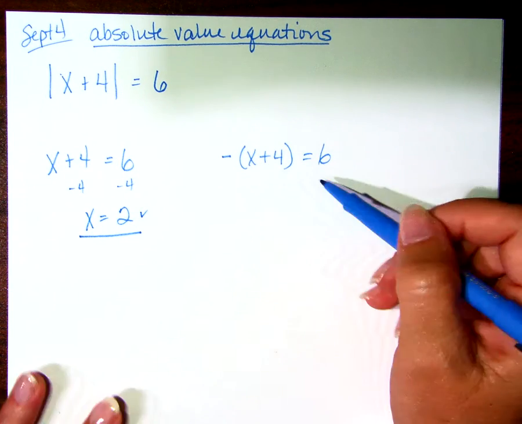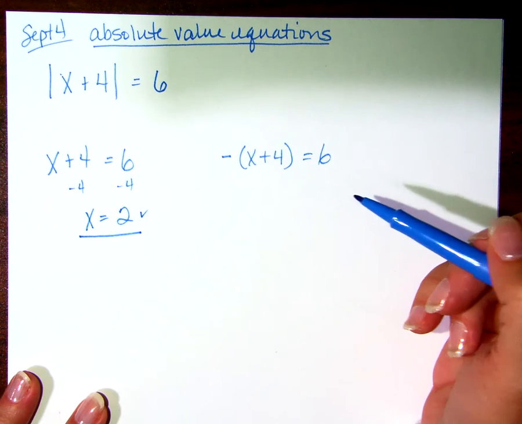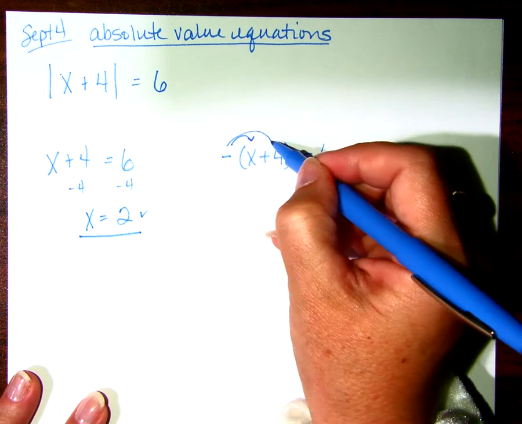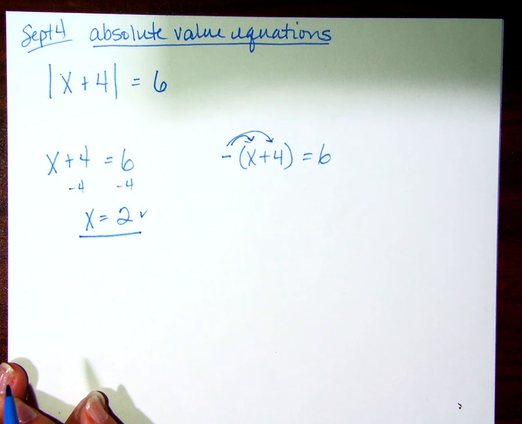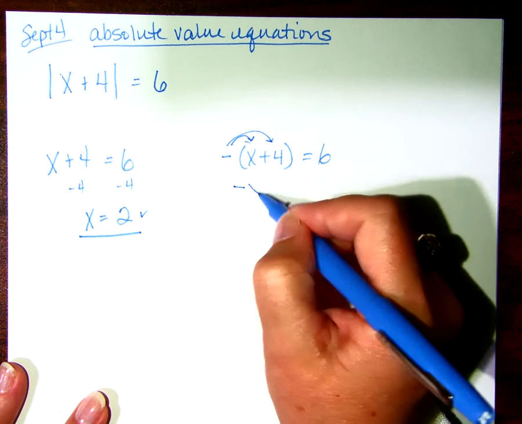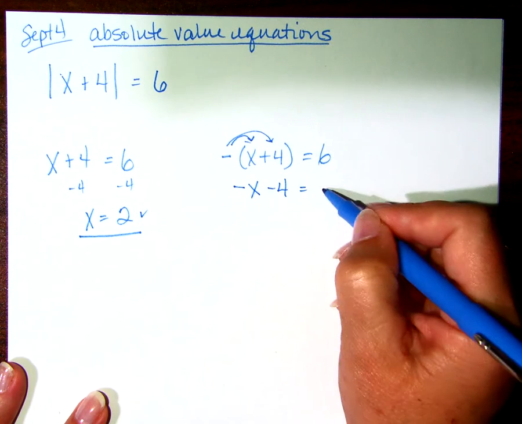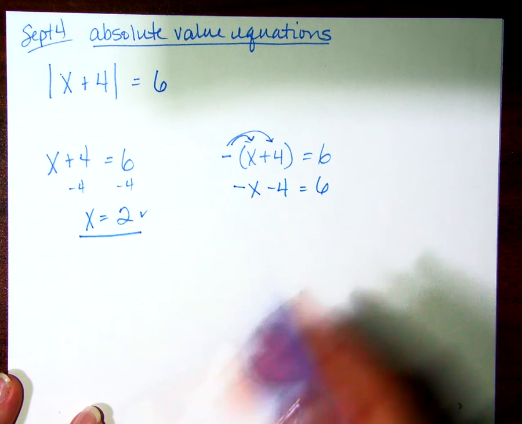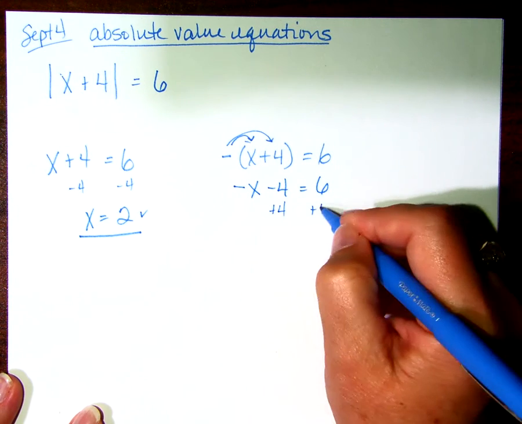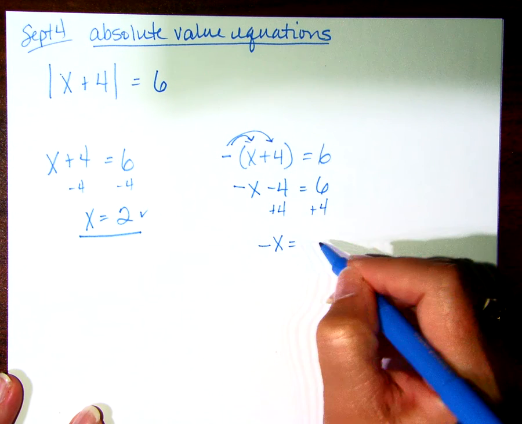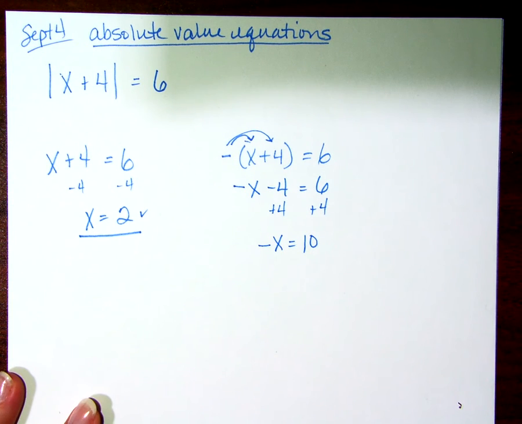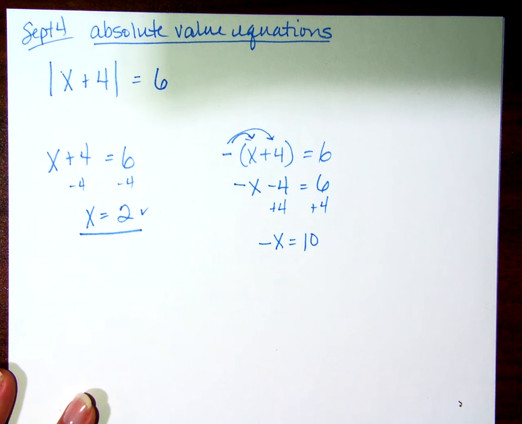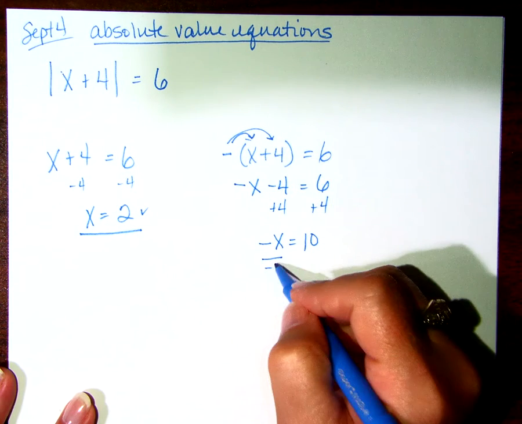Okay? How do you think we ought to go about solving this one? I could distribute. Yeah, I sure could do that. If I distribute the negative 1 to each one of those terms, what do I get? Negative x minus 4 equals 6. So what do I do first? Add 4. Negative x equals 10. Is that it? What do I do now? Divide by a negative 1.